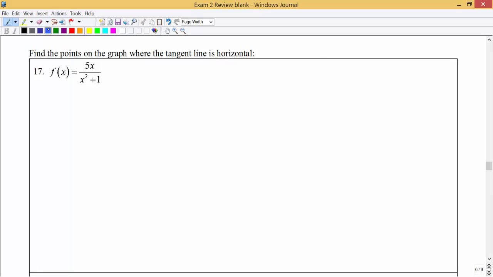For number 17, we're asked to find the point on the graph where the tangent line is horizontal. If the tangent line is horizontal, that means that the slope of that line is 0. And we know that if we want to find the slope, we need to take the derivative. So we're going to find the derivative of 5x divided by x squared plus 1 using the quotient rule.